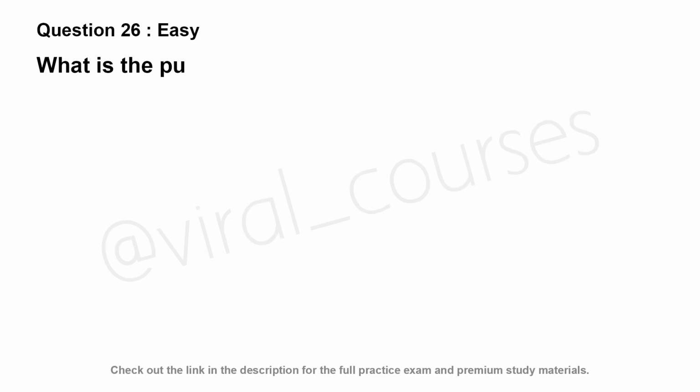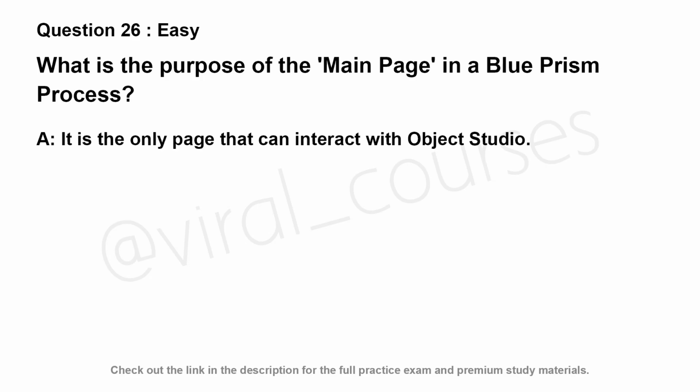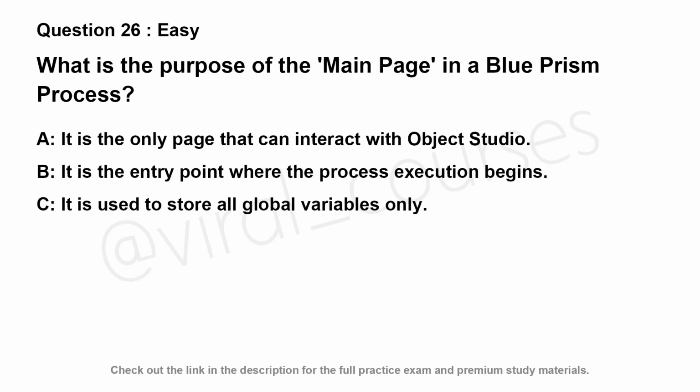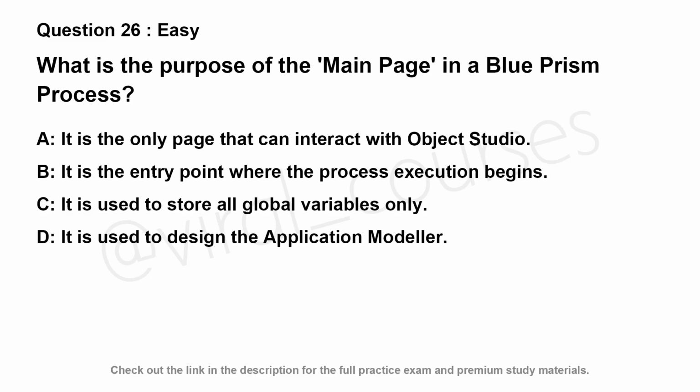What is the purpose of the main page in a Blue Prism process? Option A. It is the only page that can interact with Object Studio. Option B. It is the entry point where the process execution begins. Option C. It is used to store all global variables only. Option D. It is used to design the application modeler.